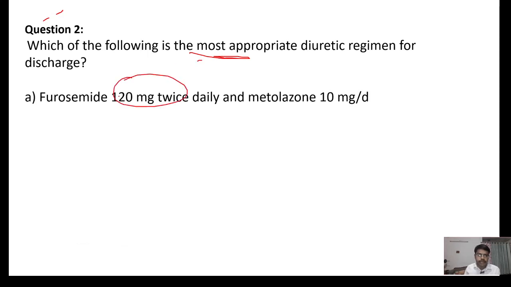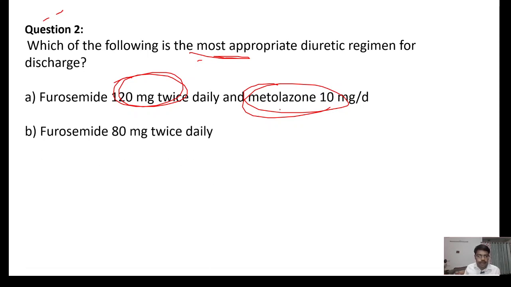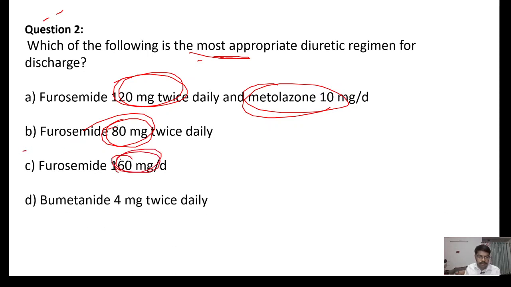Furosemide 120 mg along with metolazone, which is the sequential nephron blockade. You are blocking the sodium potassium 2 chloride channel with the help of loop diuretic, and you are blocking the distal tubule with the help of metolazone. Will you select this, or furosemide 80 mg BD, or furosemide 160 mg per day, bumetanide 4 mg twice daily, or bumetanide 4 mg once daily? So today you are going to discharge this patient. What you are going to write in the discharge card, which is correct? We'll see one by one.